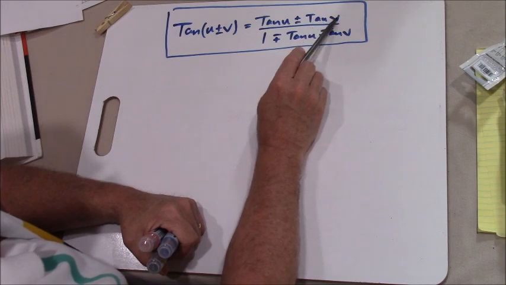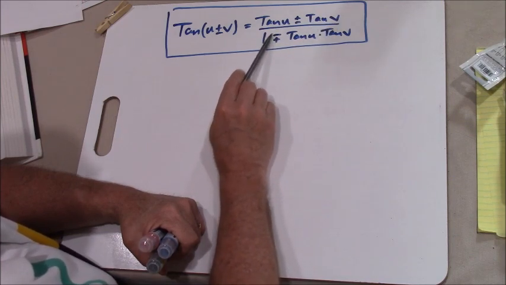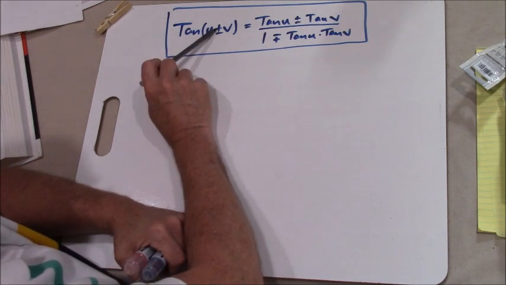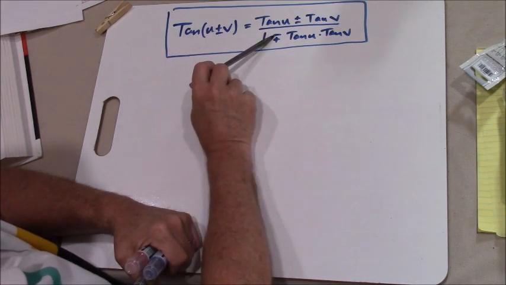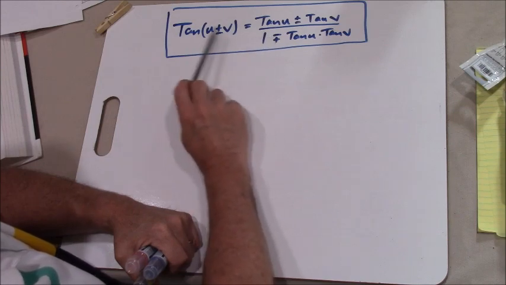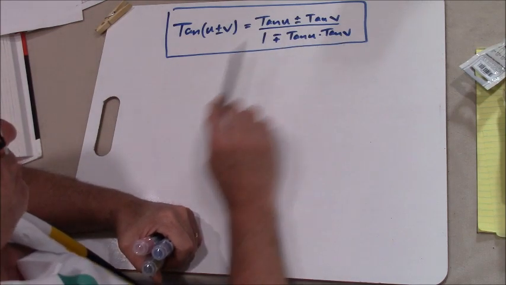And then tangent of v over 1 minus or plus. So the sign here is going to be the opposite of what we see here. See, when the top one's positive, here the top one's negative. When the bottom one's negative, then the bottom one here is positive. So we just want the opposite. And then tangent u times tangent v.